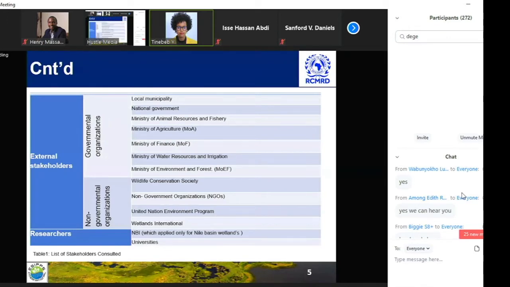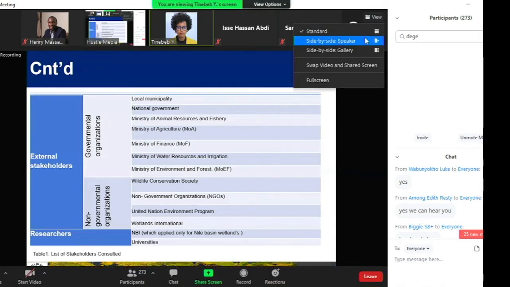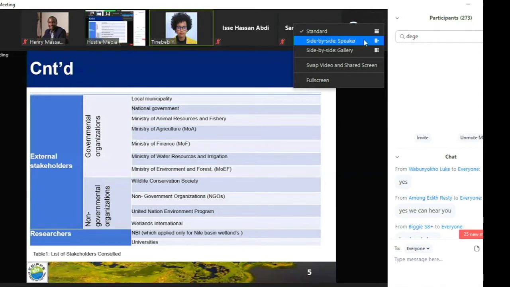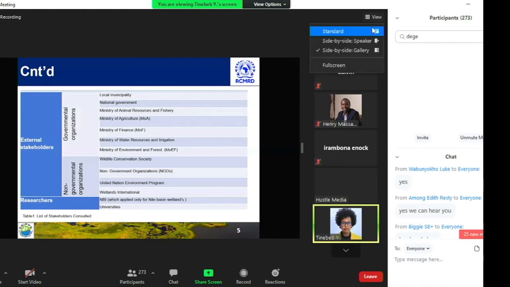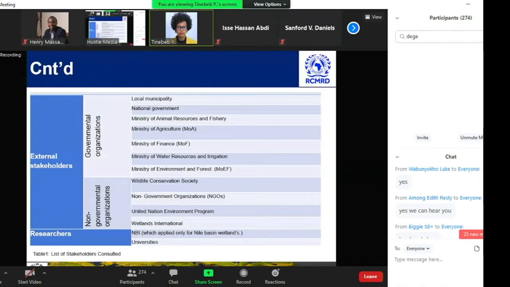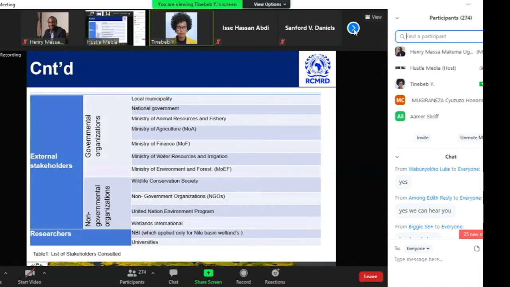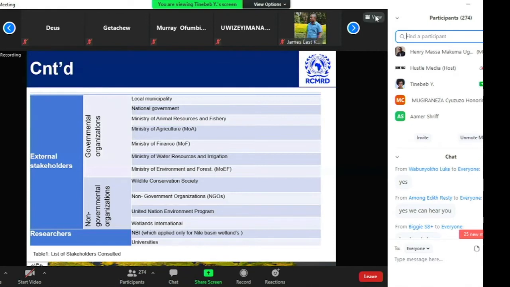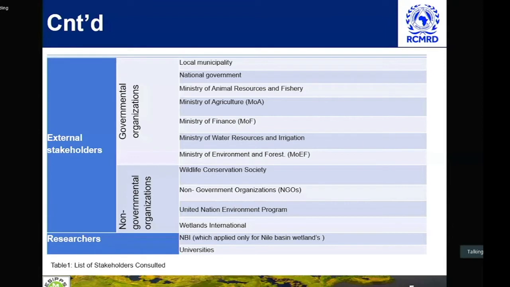We tried to represent this schematically in two categories: external stakeholders and researchers. Under external stakeholders, there are governmental organizations and non-governmental organizations, which are NGOs. Under governmental organizations, we have local communities and national governments, including some of the ministries: Animal Resource and Fishery, Ministry of Agriculture, Ministry of Finance, Ministry of Water Resource and Irrigation, and Ministry of Environment and Forest.